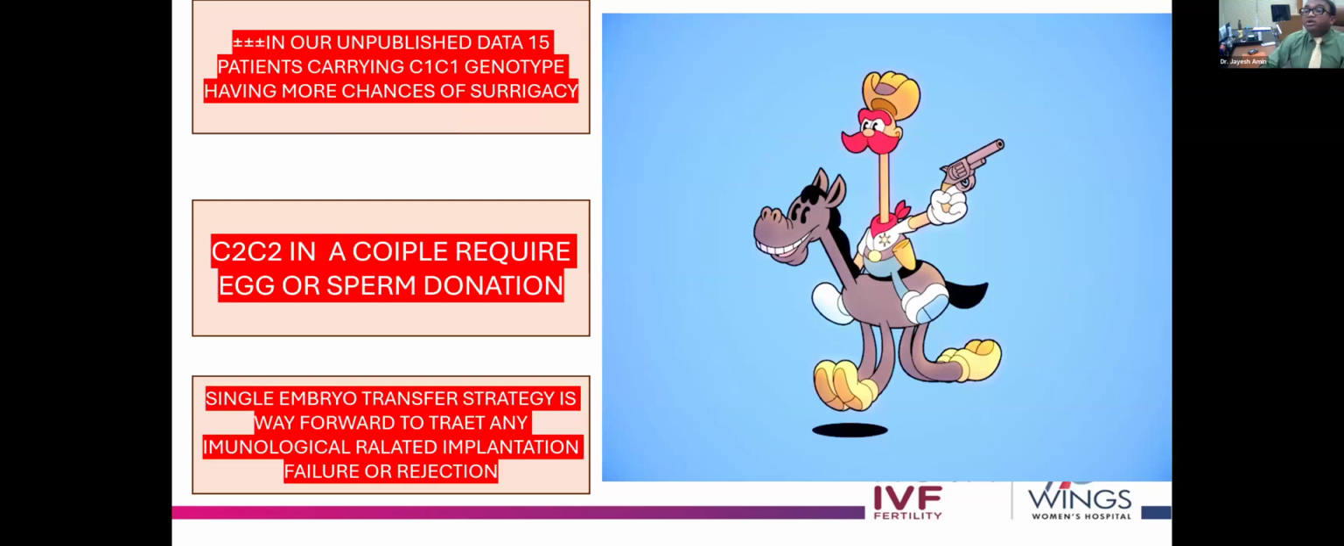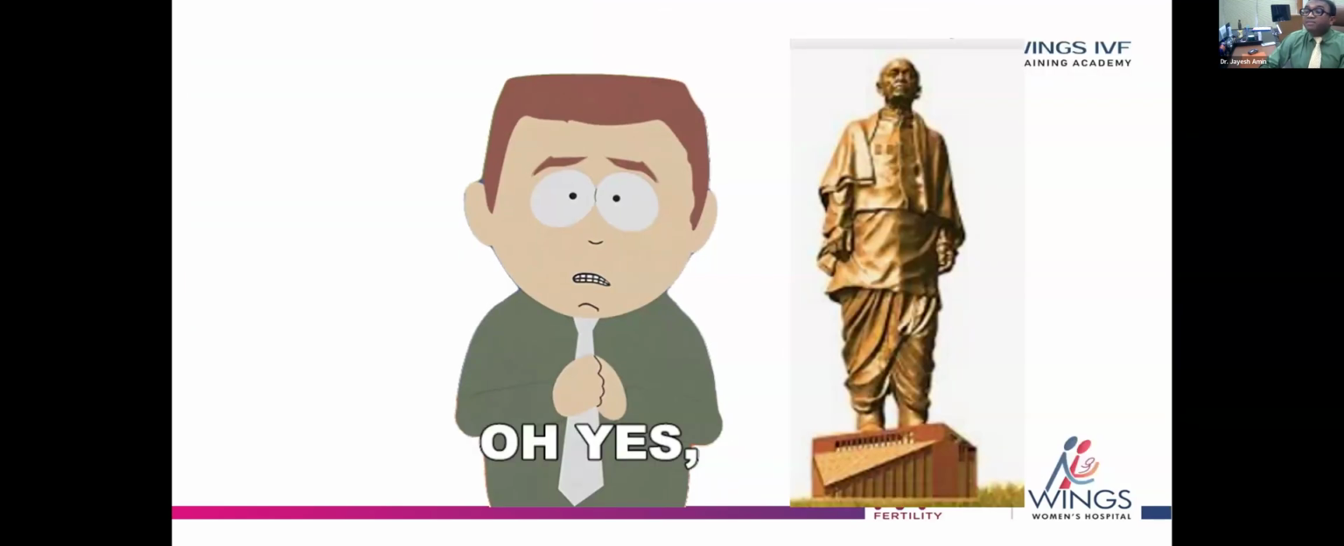In our unpublished data, 15 patients carrying the C1C1 genotype had more chance of needing surrogacy. C2C2 in a couple requires egg or sperm donation. A single embryo transfer strategy is the way forward to treat any immunological implantation failure. That is the message I want to give.